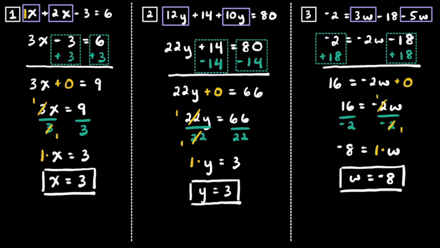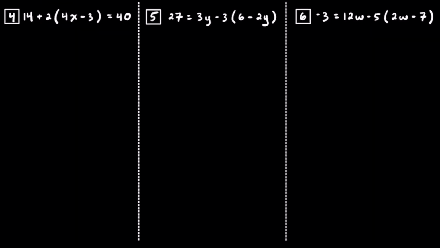And there you have three quick examples of solving equations where you combine like terms first. For questions 4, 5, and 6, let's make sure we use the distributive property first before we do anything else. So we're going to distribute this 2 to each of the terms on the inside, which means we're going to multiply it by both of them. And so we have this 14 out in front.